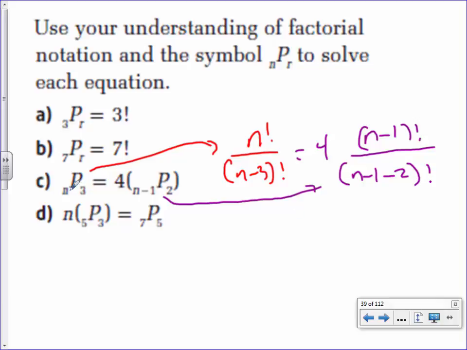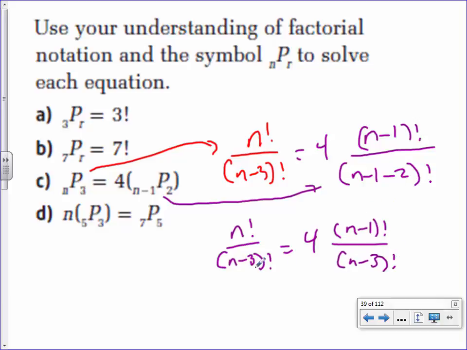So this n right here goes there and there. This 3 goes there. This n minus 1 goes there and there. And this 2 goes there. Okay, I'm just going to simplify one of them real quick here. This is still n factorial over n minus 3 factorial. There's still a 4 there. You have an n minus 1 factorial there. But what is n minus 1 minus 2? See, I have an n minus 3 factorial over here and over there. We cancel.